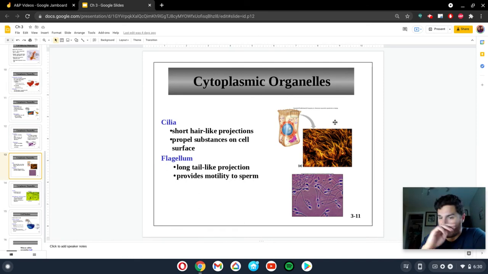Lastly, we have cilia and flagellum. People always confuse these two. Cilia are short hair-like projections that are on the surface of the cells. And flagellum are also on the surface of cells, but they're more like a tail. So cilia can be used for things like making sure that there's a high surface area. We can see this, for example, on the inside of our trachea, right? So we have a whole bunch of these little hair-like projections.